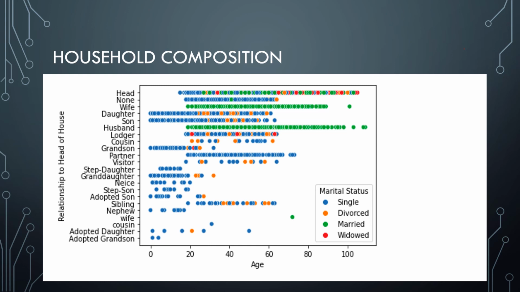The graph is conditioned on marital status. We have single, divorced, married, widowed, and this shows their various ages. So someone here should probably be below 18 and is already the head of house. I need to check this in my further analysis.